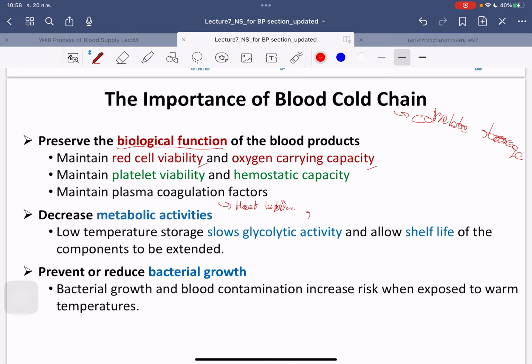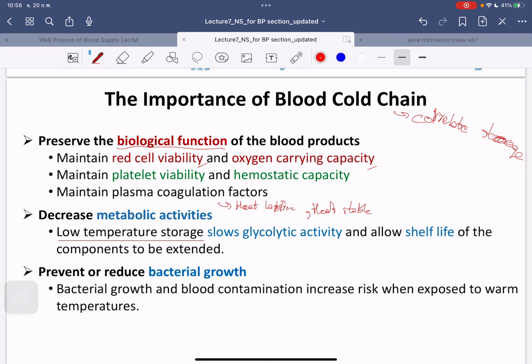The second one is decreased metabolic activity. When you keep red blood cells at low temperature, we want to decrease red blood cell activity. It's still alive, but with less activity. When there is less activity, the glycolytic rate will decrease. It will produce a low amount of lactic acid, so the pH will not decrease as fast as it would at 37 degrees Celsius.